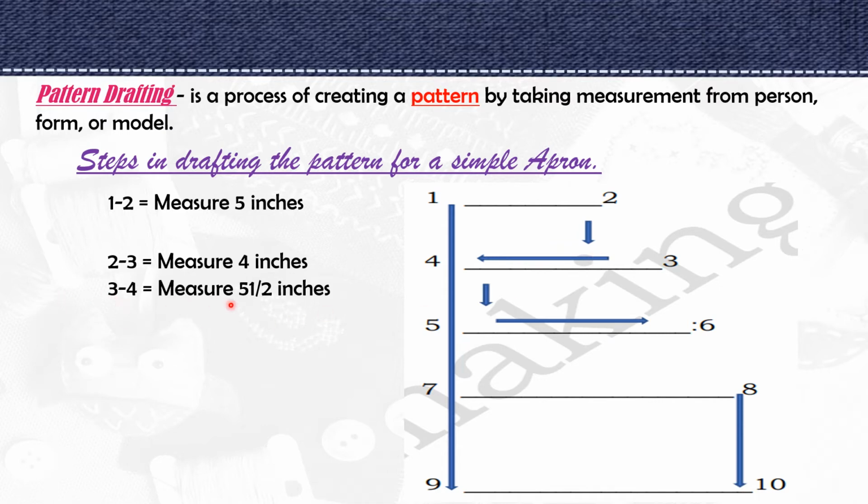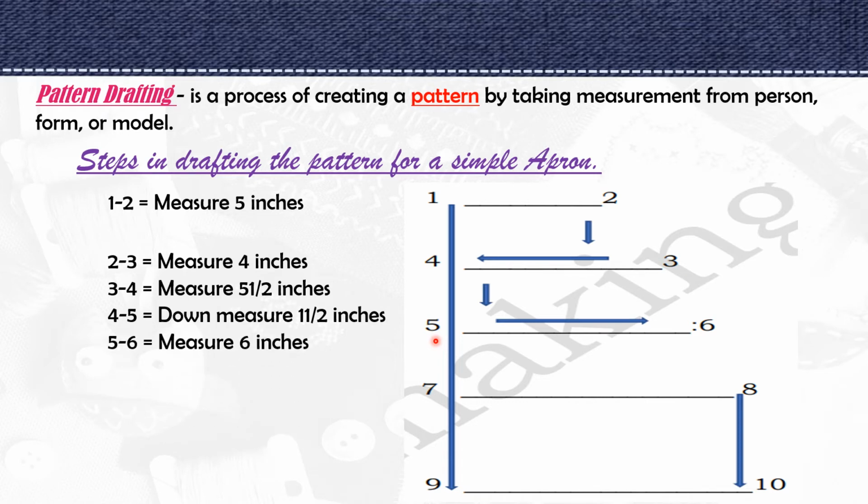So 3 to 4, measure 5 and 1/2 inches. Starting here, this will be your number 3 and then number 4. Then 4 to 5, starting here in number 4, down to 5 is 1 and 1/2 inches. So to get the number 5, measure 1 and 1/2 inches. Next, 5 to 6, measure 6 inches.